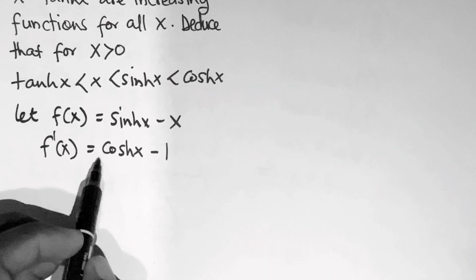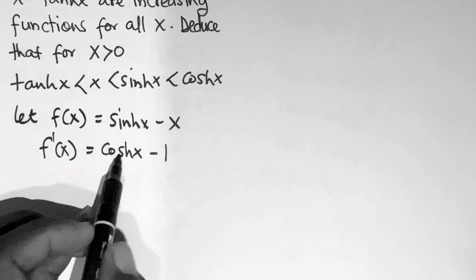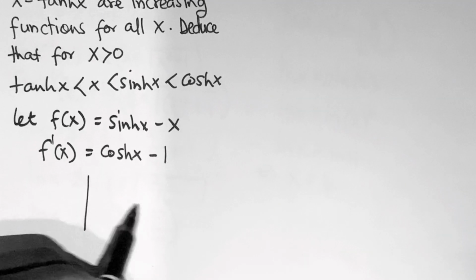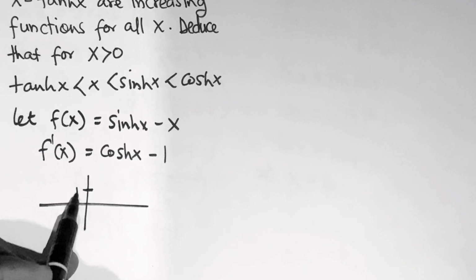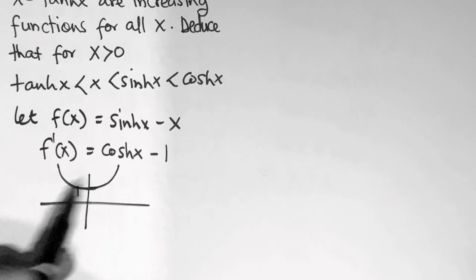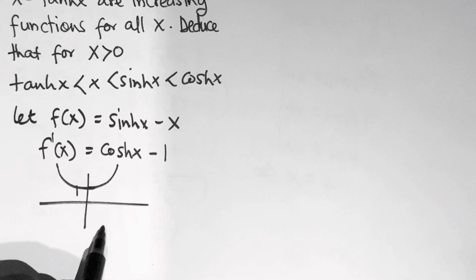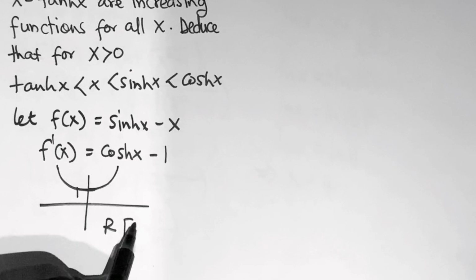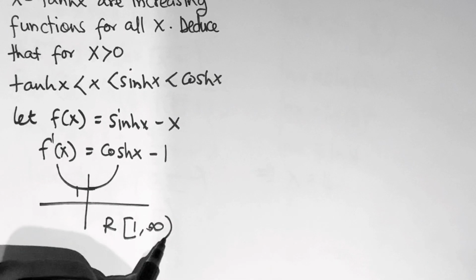Now, the range, if you remember the graph of hyperbolic cos x, the graph of hyperbolic cos x looks like this. This is 1. So the graph of hyperbolic cos x has a range of 1 and then infinity.